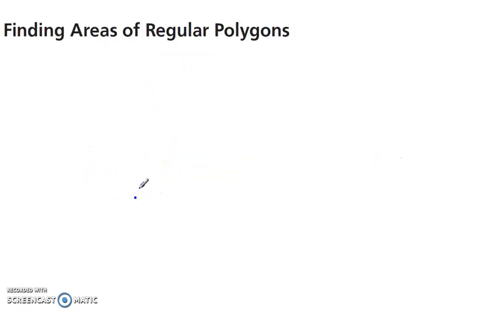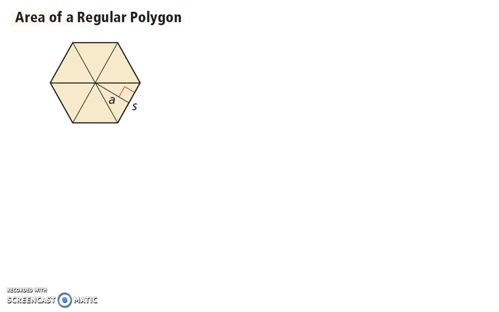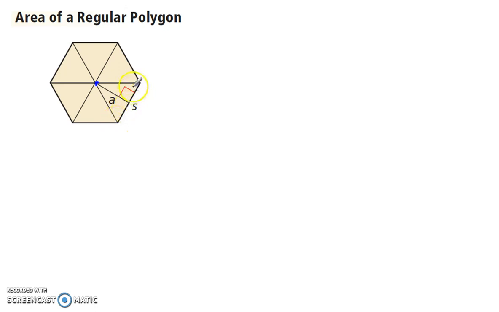All right, finding areas of regular polygons. If you split a polygon up into triangles, always going from the center to the vertices, then the apothem would be the height. So we can say the area would be 1/2 base, the base being the side length, times the apothem. That would be the area of one of these triangles.